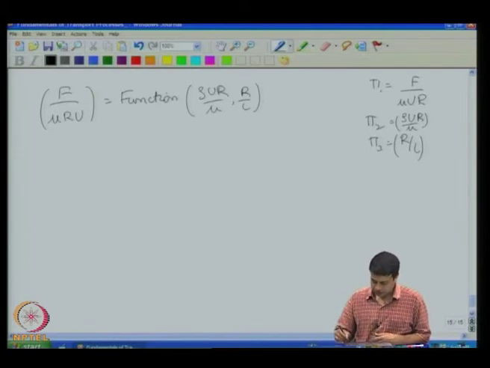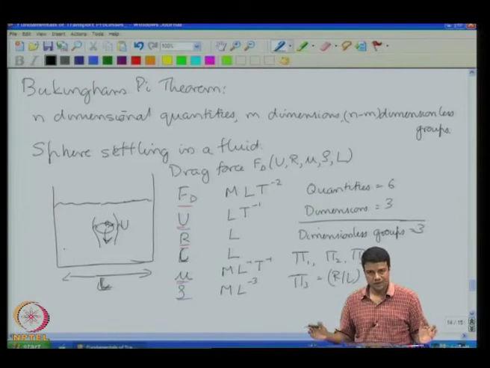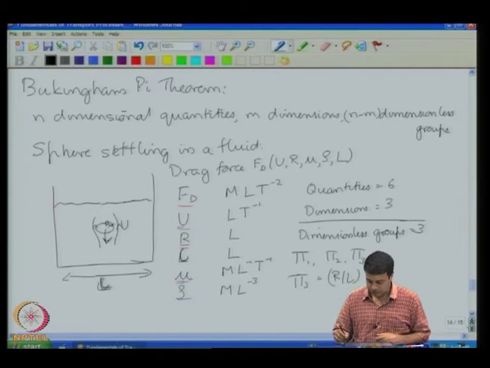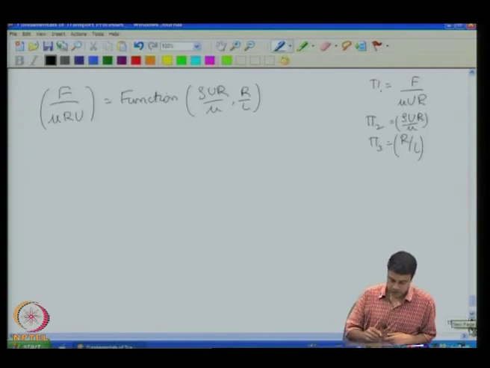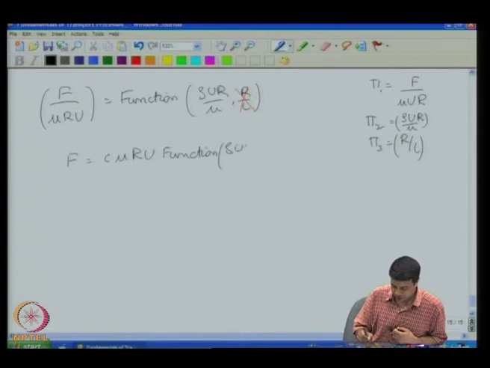In this example, if the tank is sufficiently large, in the sense that the walls do not influence the flow near the surface, near the solid particle, then this ratio will not be a function of this, and so I will only get a relationship between a scaled force, F is equal to some constant times mu r u, times some function of the Reynolds number.